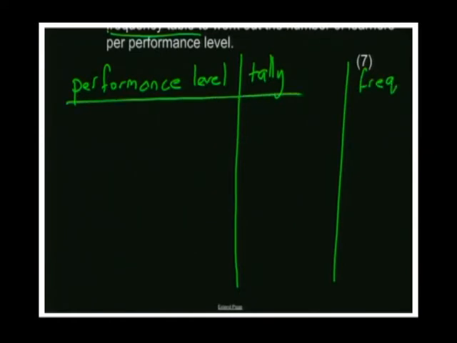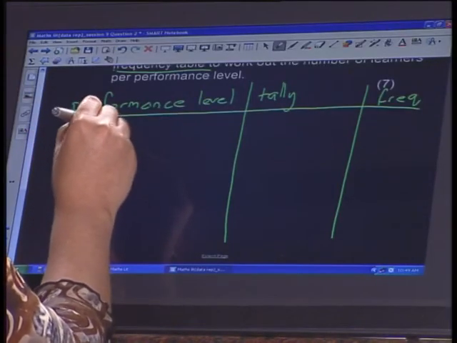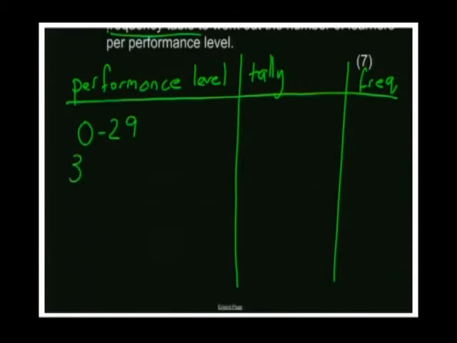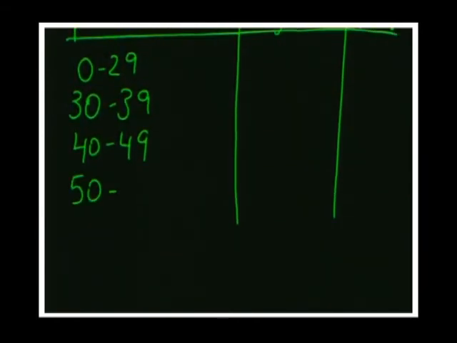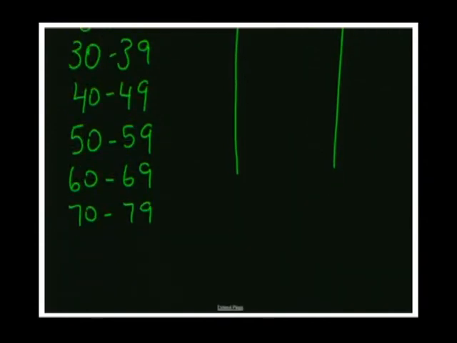Right, and we're going to do that for each one of these 52 learners. So I'm going to place my performance levels in order. I'm actually going to start with 0 to 29. Then I had 30 to 39. Then 40 to 49. Let's move down a little bit here, extend that a bit. 50 to 59. 60 to 69. 70 to 79. And lastly, 80 to 100.